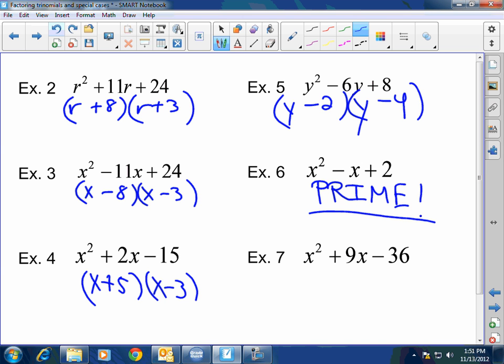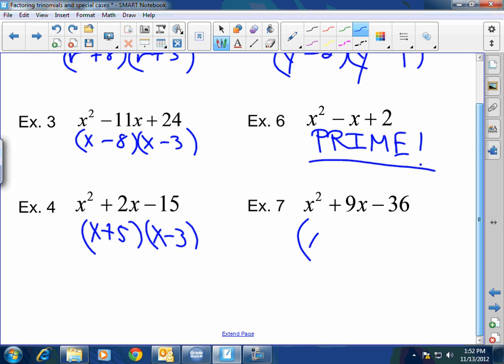It won't work. Now, but what about negative 2 and positive 1, Mr. Morrow? That would have worked if it was x squared minus x minus 2. Then negative 2 times 1 would have been negative 2. Negative 2 plus 1 would have been negative 1. Okay? But that wasn't the case. So be careful, gentlemen. How about over here, number 7?